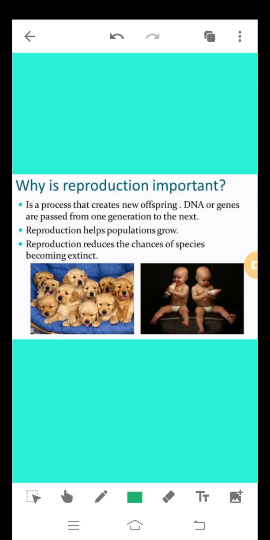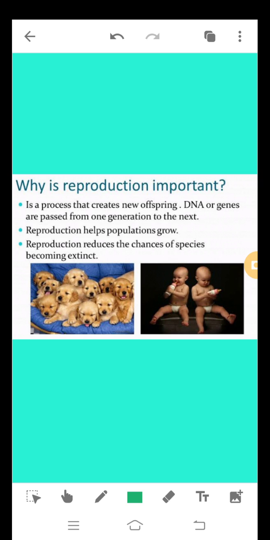Second, reproduction helps populations grow. Reproduction helps to grow population in size. That means the number of organisms increases because of reproduction, because continuously organisms are producing new young ones. Due to that, the number of organisms in a particular species are growing day by day. So it is helping a population to grow.